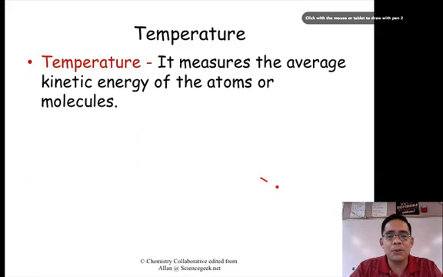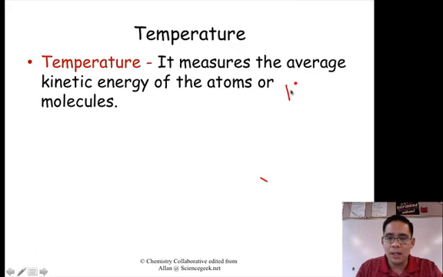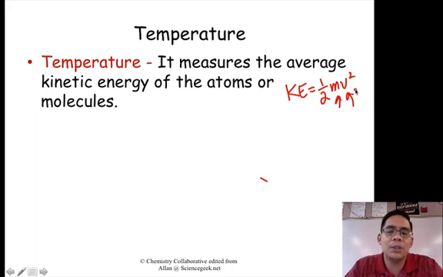Now, because the temperatures are different, I want to introduce the topic of temperature and what it means. By definition in chemistry, it measures the average kinetic energy of the atoms or molecules. Kinetic energy, by definition in physics, has a formula of 1/2 mv squared, and we'll revisit this formula later. It depends on the mass and on the velocity, or speed, at which it moves, squared. So the faster it moves, the more kinetic energy it has.